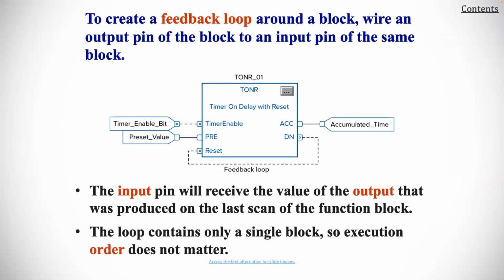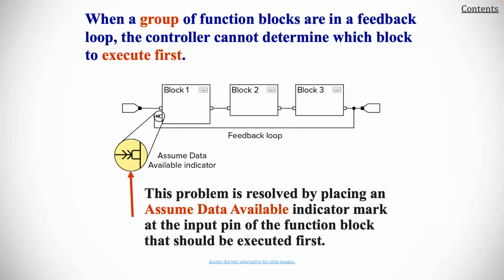You can create a feedback loop around a block, wiring an output pin to an input pin of the same block. That's possible. There may be times that you want to have that function. When a group of function blocks are in a feedback loop, the controller cannot determine which block to execute first. This problem is resolved by placing an assumed data available indicator mark at the input pin of the function block that should be executed first.